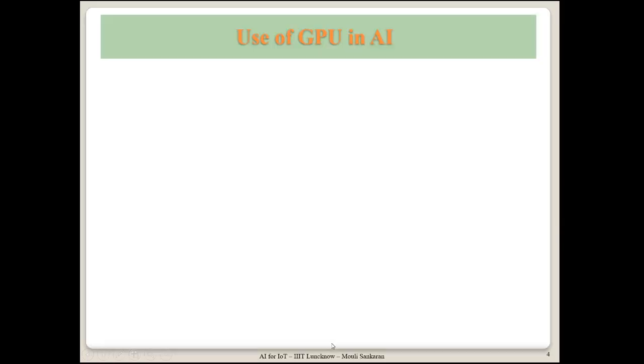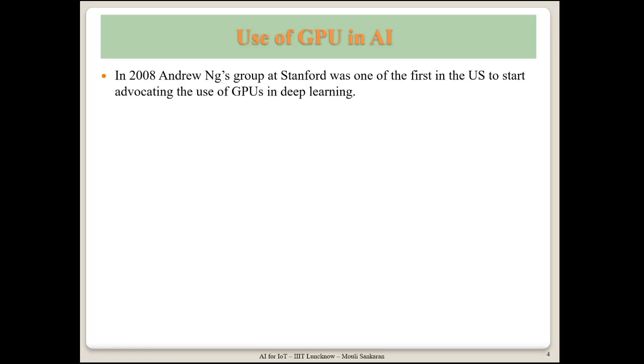Now let us see the use of GPU in AI, and how it was started off. I'm just giving you a history. In 2008, just 12 years back, Andrew Ng, a very popular person, started off using GPUs for AI purposes. He was working at Stanford. He was a professor there. And he was the one who started saying that GPUs are suitable for deep learning.